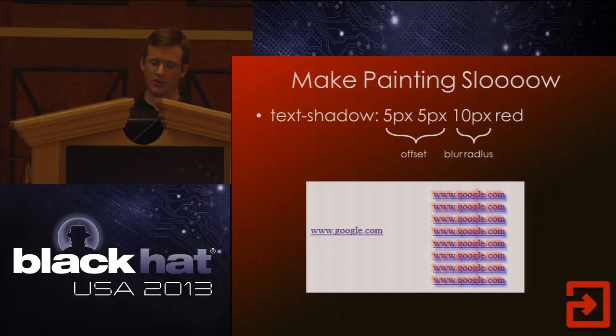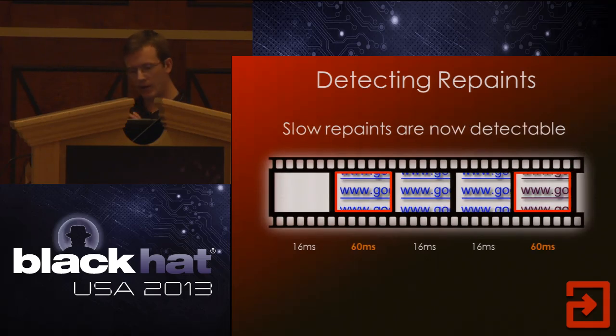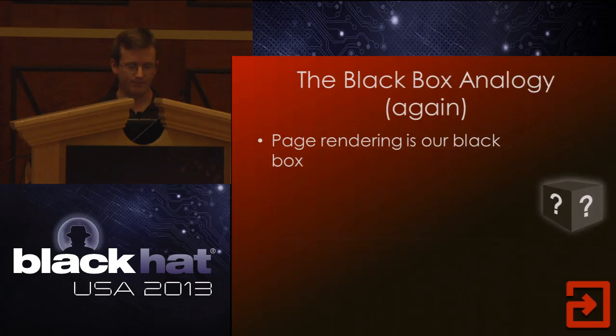Also, rather than just having 1 link, we can have lots and lots of links, and all of those links would have to be repainted if the browser finds out it's visited. So hopefully this will slow things down a bit. So here's how it might work. In our normal case, with a nice quick link to draw, we're going at 60 frames per second, full throttle. Every frame takes an equal amount of time to draw. But if we apply the text shadow and have lots and lots of links, then perhaps those frames where the repainting occurs will be slower, and we can detect that happening with requestAnimationFrame. So let's go back to the black box again.